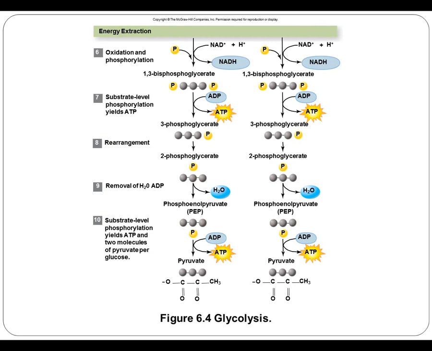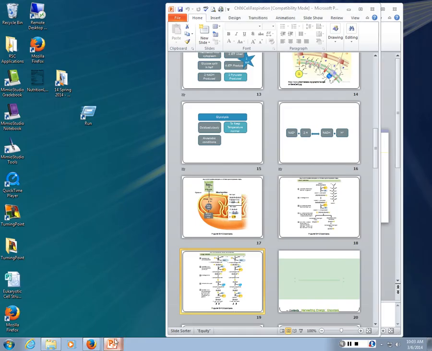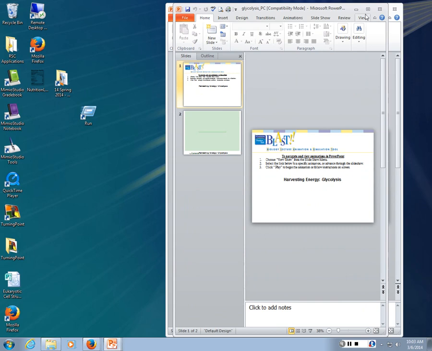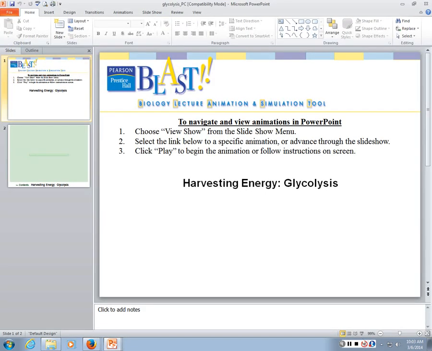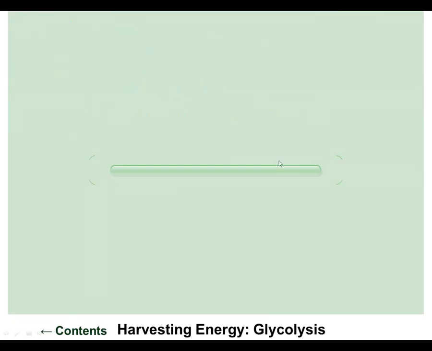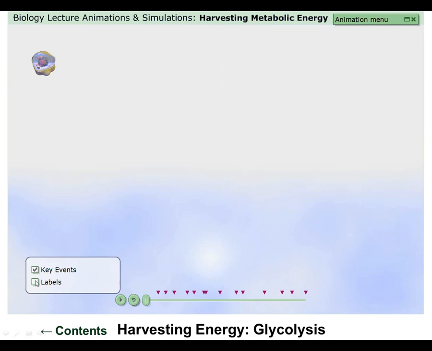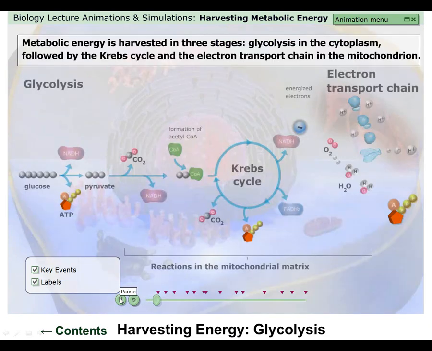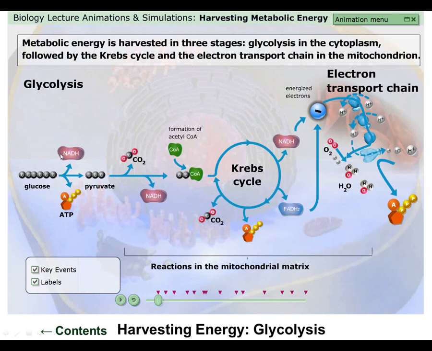Let me show a quick animation. This animation is going to go into much better detail. I think it goes into the names of everything. But if we look at the overall aerobic respiration, we're going to start out with the glycolytic pathway, and at the very end will be the events of the electron transport chain. So we'll go there in a minute.